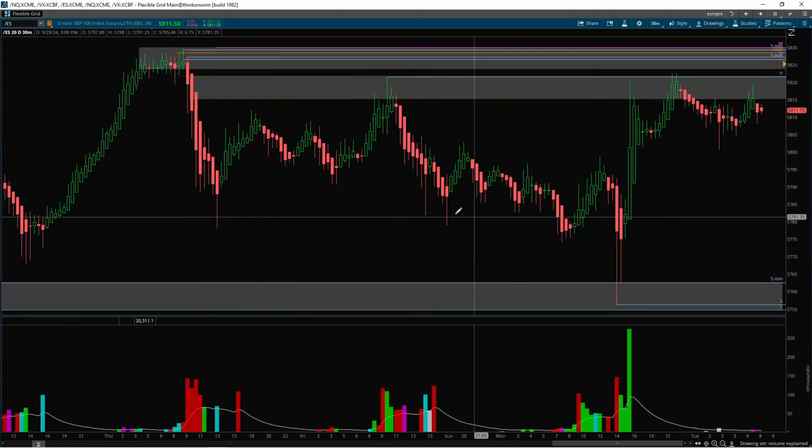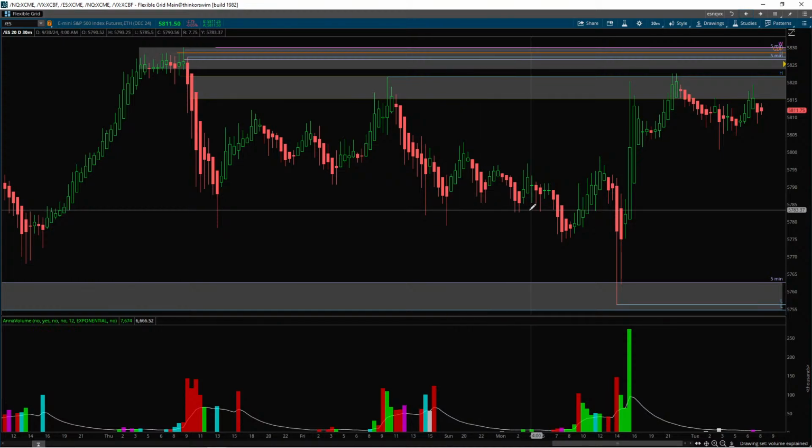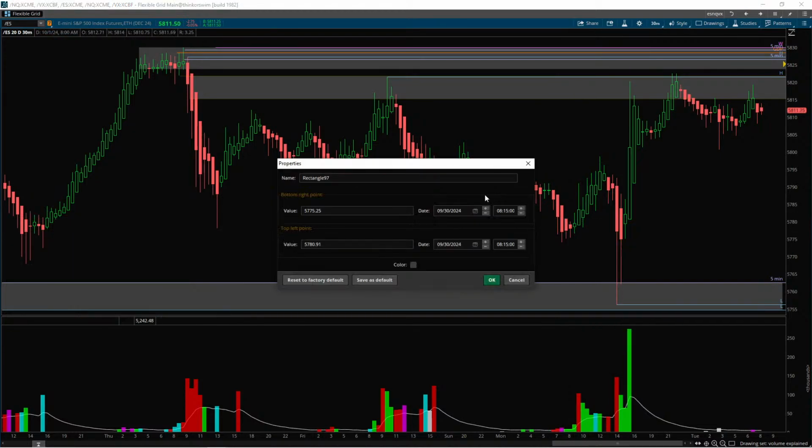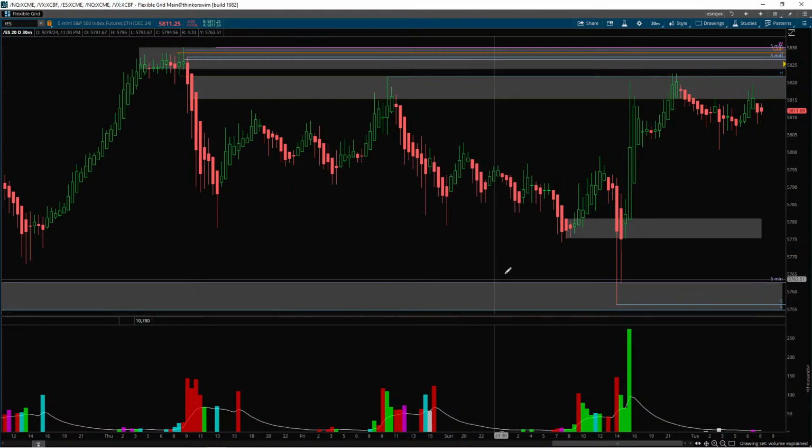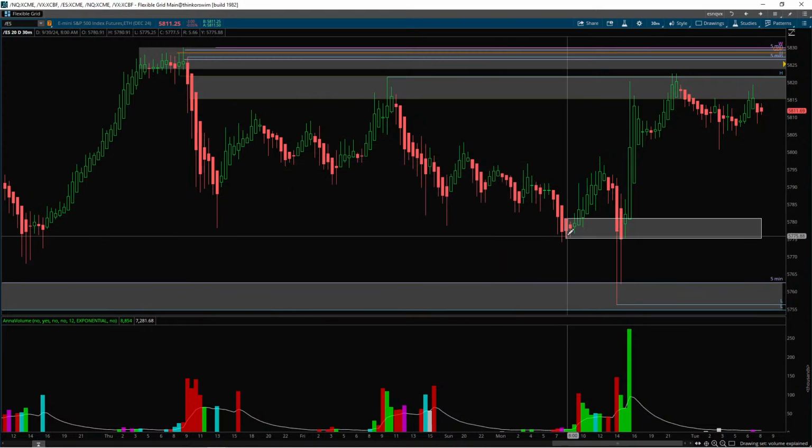So yesterday, my level was a buy. This one here, right? My level was here. This was my level, but it got reduced to about down here.